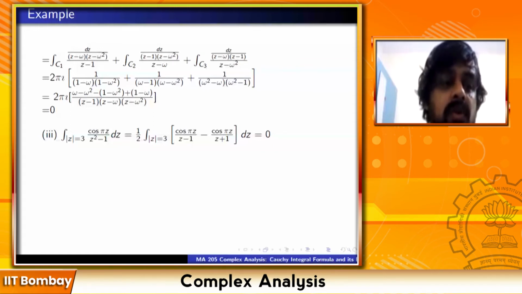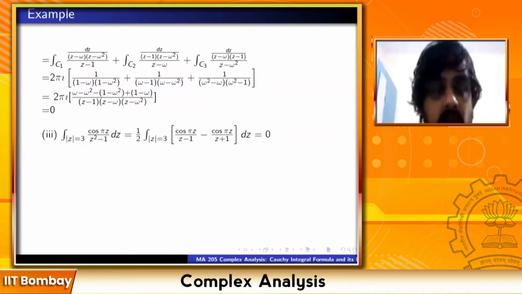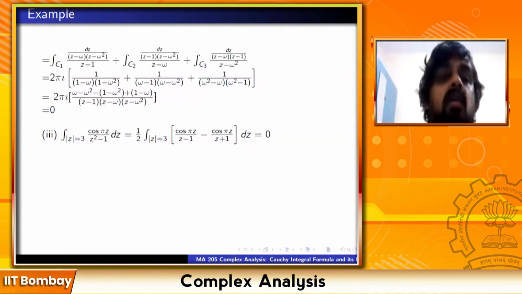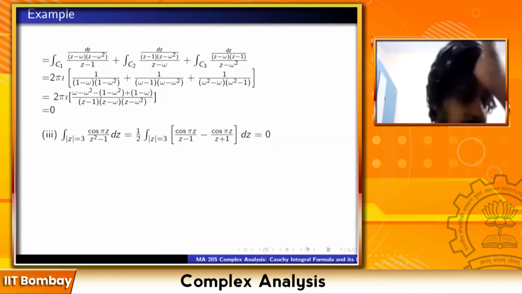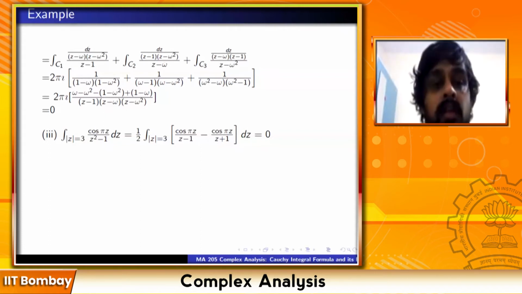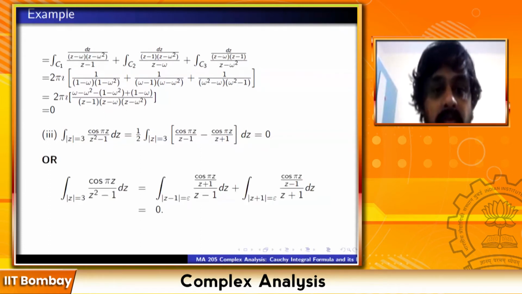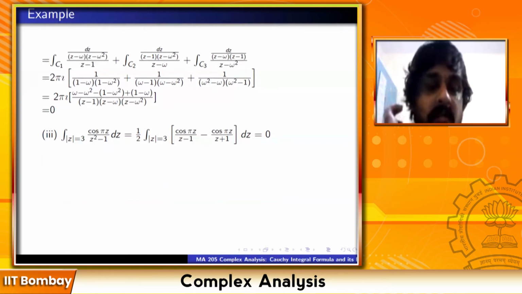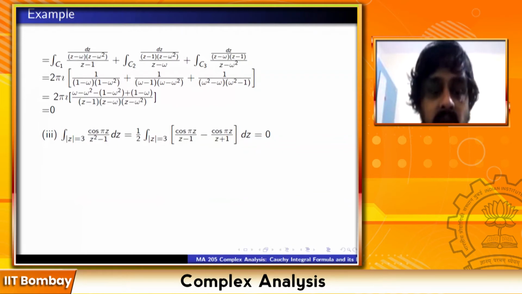Okay. So let's see one or two more examples. Let's do integration over mod z equal to 3 of cos pi z dz upon z square minus 1. So you can use partial fractions. So this is half times the integration along mod z equal to 3 of cos pi z upon z minus 1 minus cos pi z upon z plus 1, dz along z equal to 3. This is equal to 0, right? Why? Because by Cauchy's integral formula, this is equal to half times cos pi minus cos minus pi.